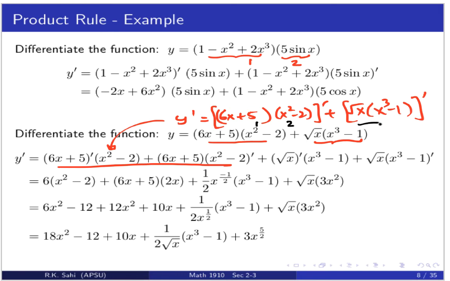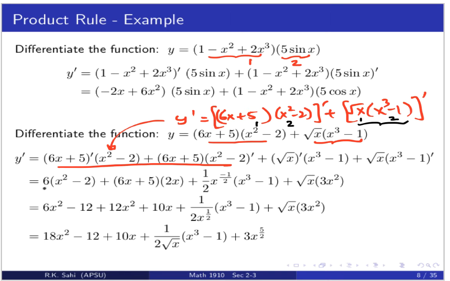Now, in the second part of the sum rule, we have square root x times x cubed minus 1. So square root x is my first function, x cubed minus 1 is the second function. And when I write it down, you're taking the differential of square root x times x cubed minus 1, then again a plus square root x times differential of x cubed minus 1. After that, you just do the differentials.